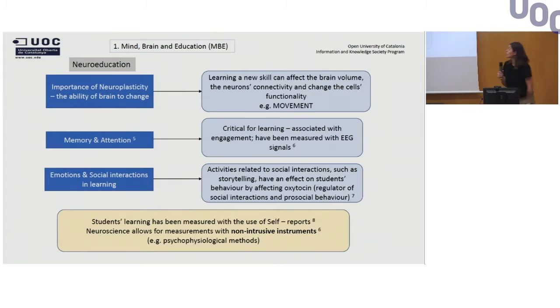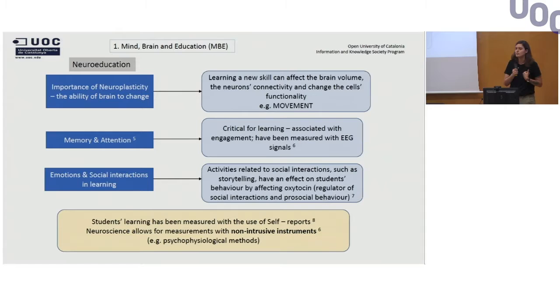So we start with neuroeducation. Neuroeducation is the educational part of neuroscience. It talks about the importance of learning on the brain, because learning can actually affect the brain. It can change the architecture of the cells. For example, if you go out and you move frequently, you will have a different brain than you used to have before you were out.